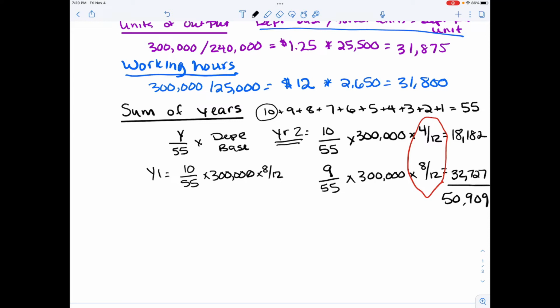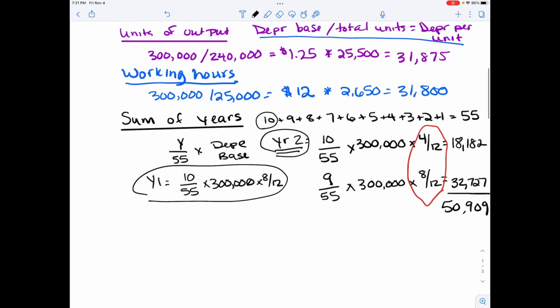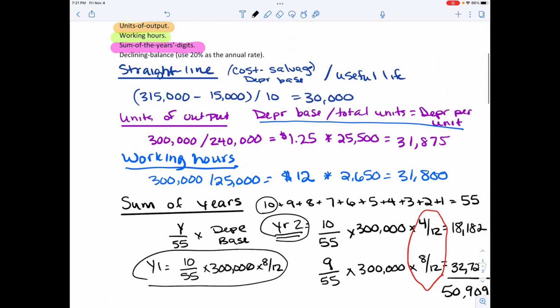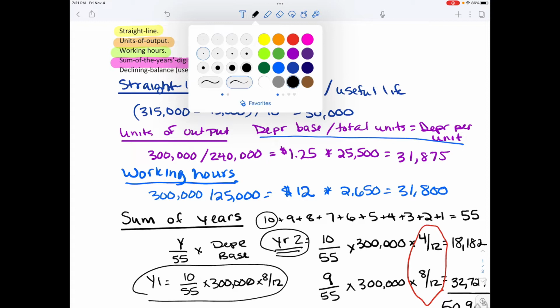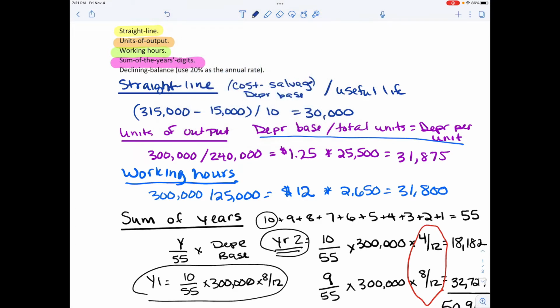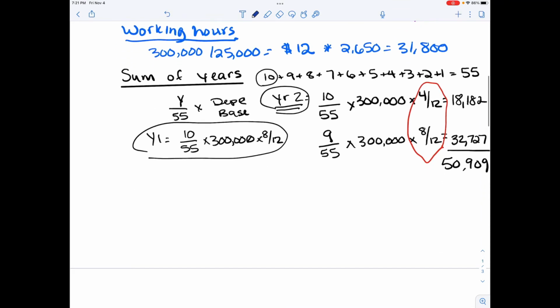$50,909 I would depreciate. So again, year 1, and this is then what year 2 looks like. I have to split that up because these full years of the asset's life have to be accounted for. So that was your sum of the year's digits. And then finally, let's look at the double declining balance method.